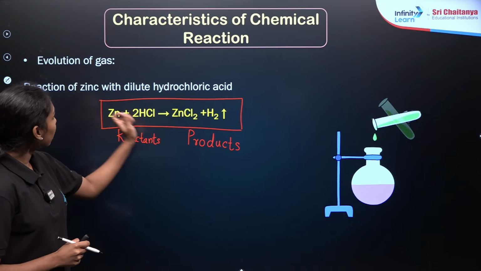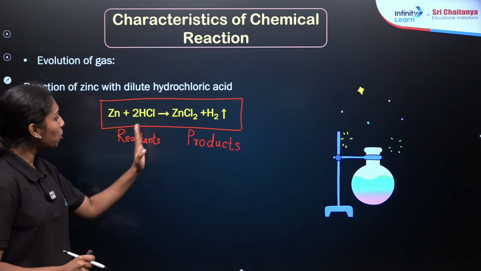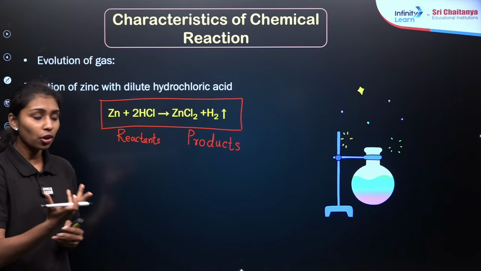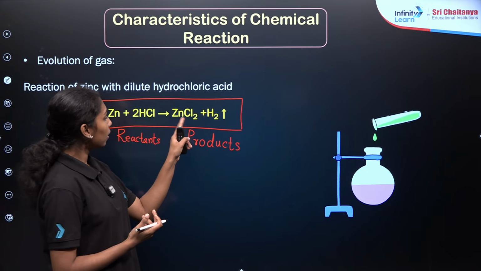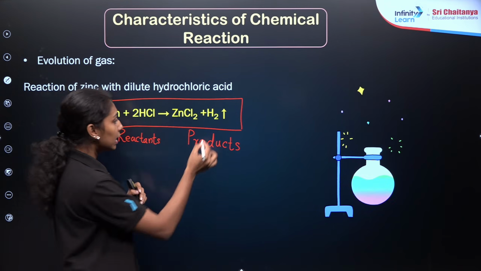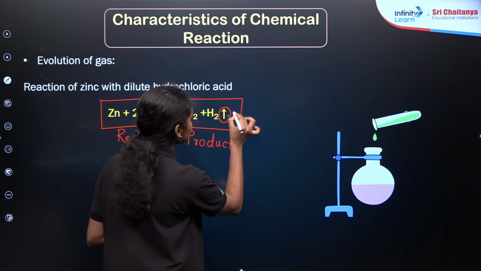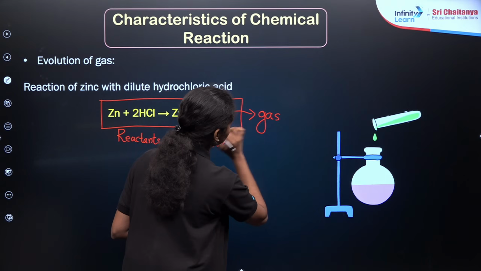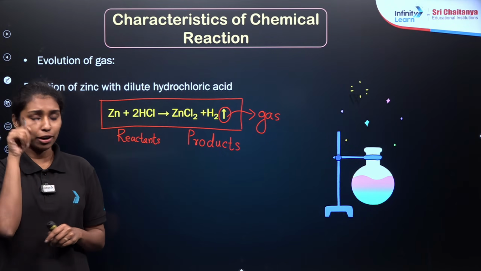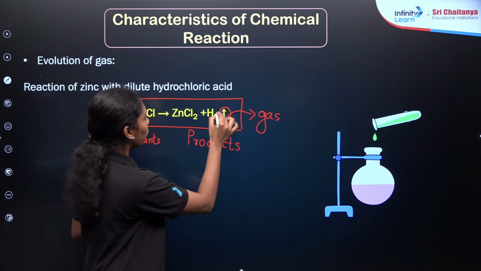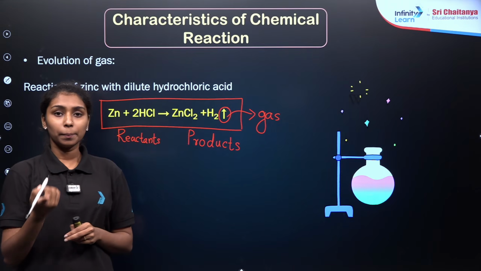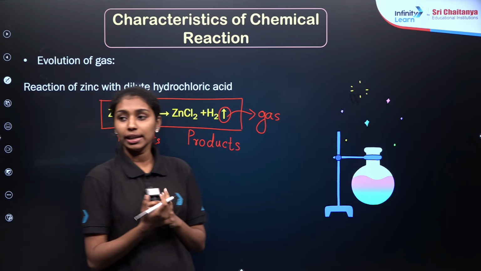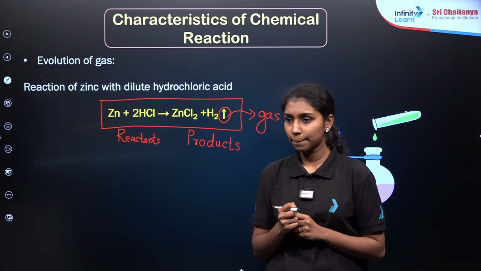So the reaction of zinc with dilute hydrochloric acid. What you're observing here, zinc plus hydrochloric acid is forming the salt of hydrochloric acid, that is zinc chloride, plus hydrogen. This arrow represents a gas. Maybe you must have an idea about this, right? This upward arrow mark means the gas is evolving here. So which gas is evolved here? It is hydrogen gas, right?